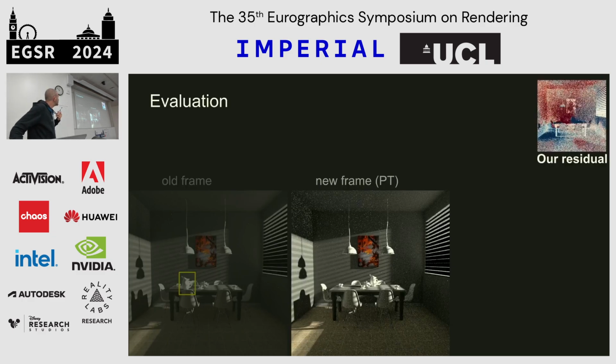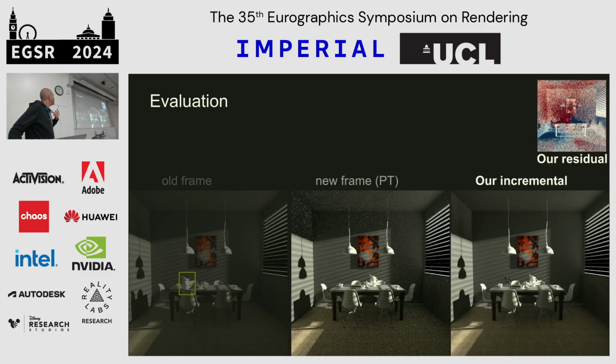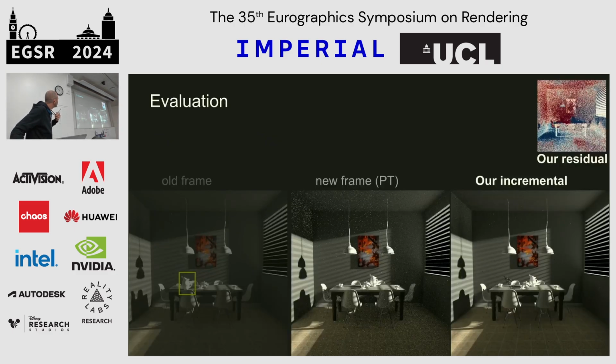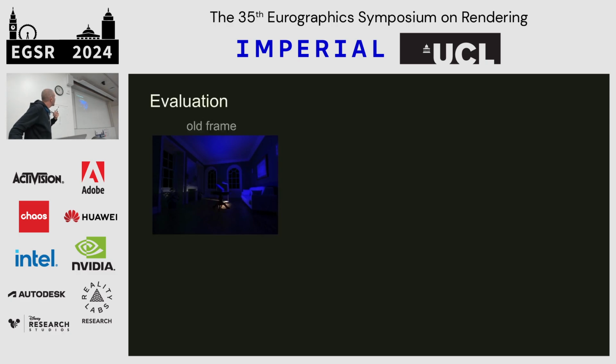This is the residual image. The differences, there's actually quite a bit of differences here due to global illumination effects. And this is our incremental sampling showing nice reduced noise. Not showing correlated path tracing here for some reason, I'll ask.